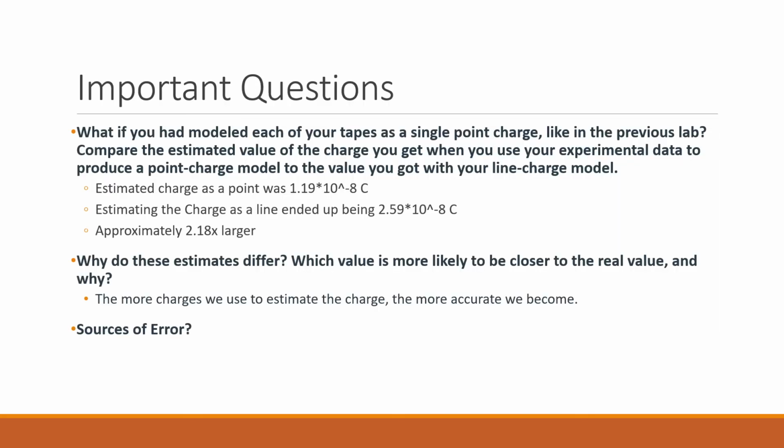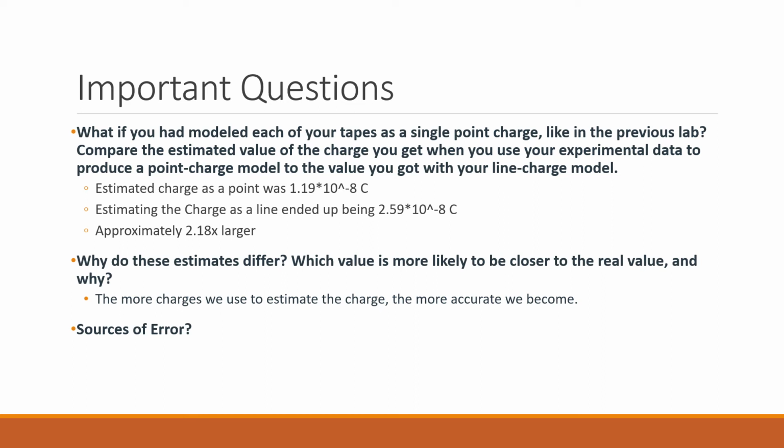Some important questions that we have are, what if you had modeled each of your tapes as a single point charge, like in the previous lab? And compare the estimated value of the charge you get when you use your experimental data to produce a point charge model to the value you got with your line charge model. So in lab 1 we estimated the charge as a point, and we got a value of 1.19 times 10 to the negative 8th coulombs. In lab 2 we estimated the charge as a line, and it ended up being 2.59 times 10 to the negative 8th coulombs. This value is approximately 2.18 times larger than the value we got in lab 1.